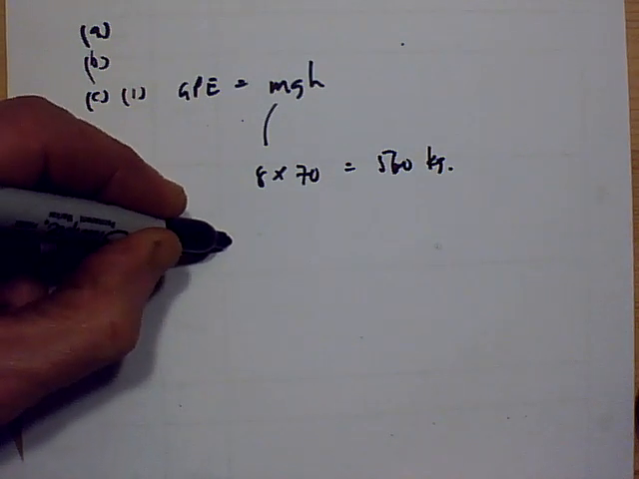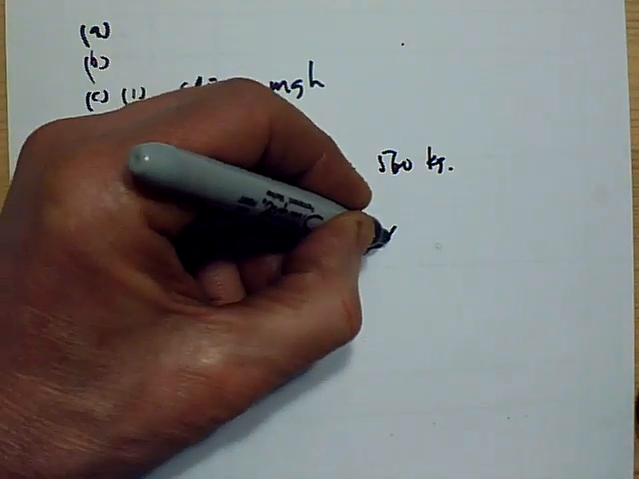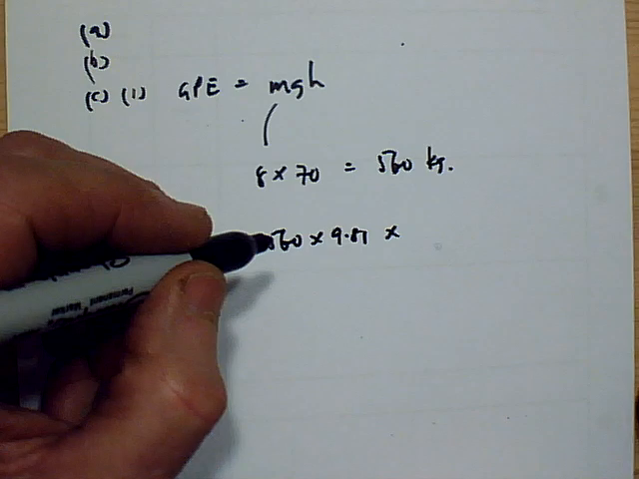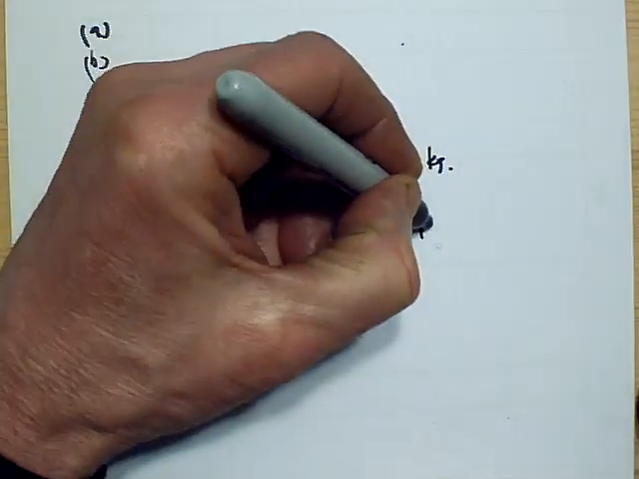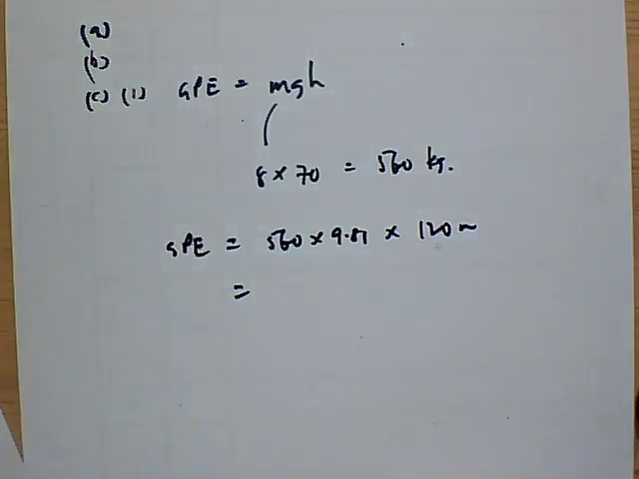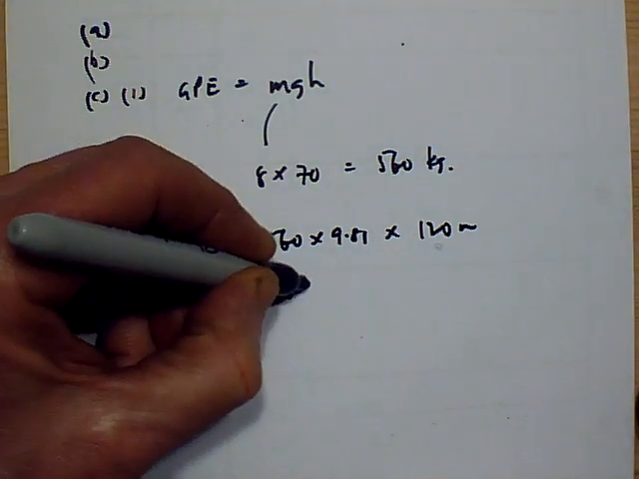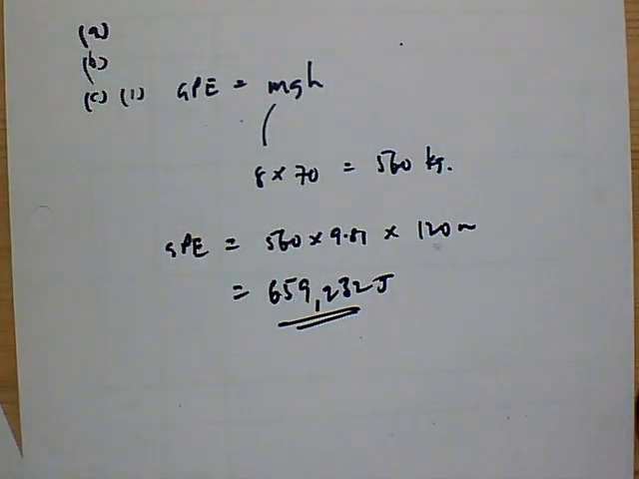GPE therefore is mgh, which is 560 times 9.81 times the height, which is in this case 120 meters, and if we work it all out we get an answer of 659,232 joules. So that's the gain in gravitational potential energy of just the 8 people.